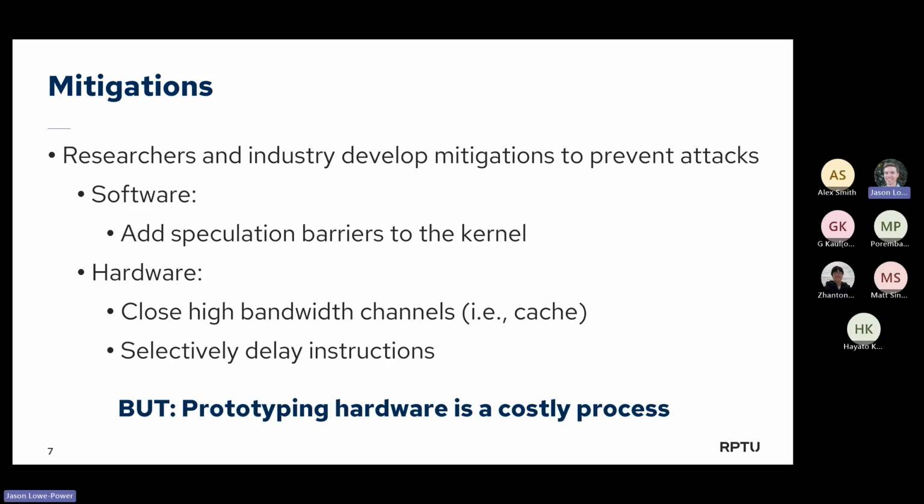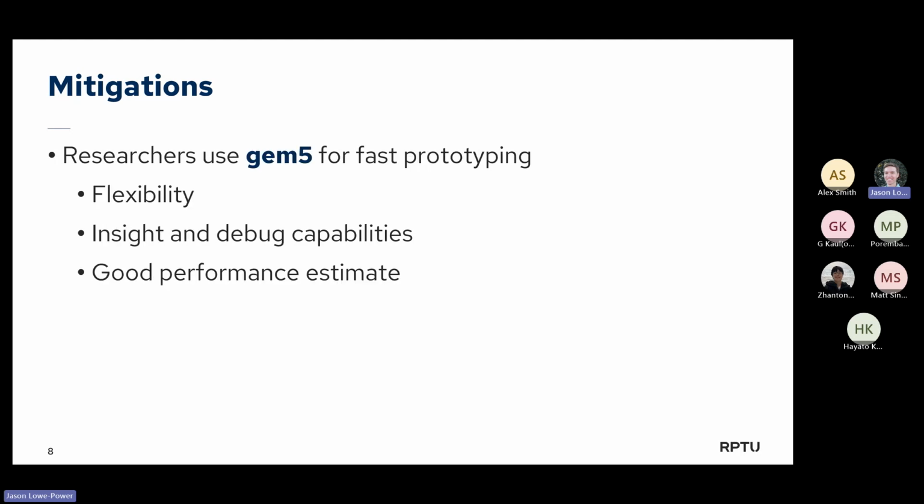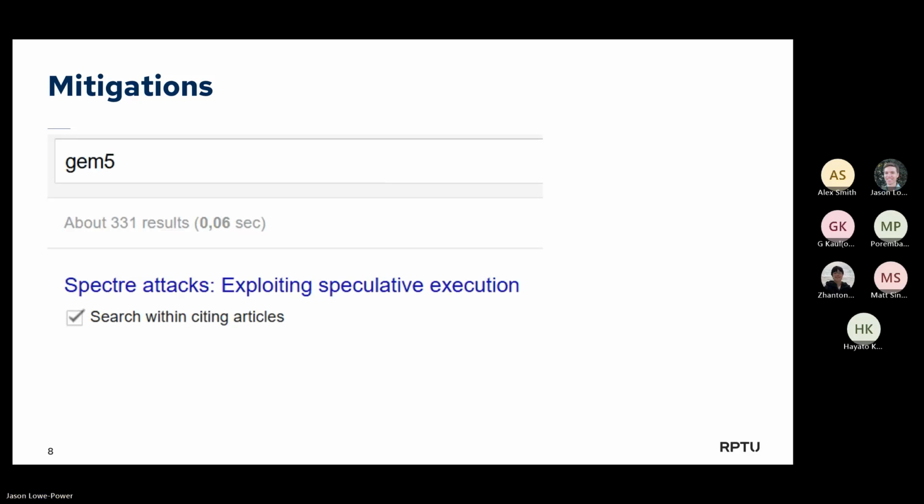But prototyping hardware is a costly process, so we need something else, and this is where researchers mostly go to gem5, because of its flexibility, its insight and debug capabilities, and it gives a performance estimate. I did a quick backward search on Google Scholar, out of all papers citing the first Spectre paper and then searching for gem5 in there, and we have 331 hits.